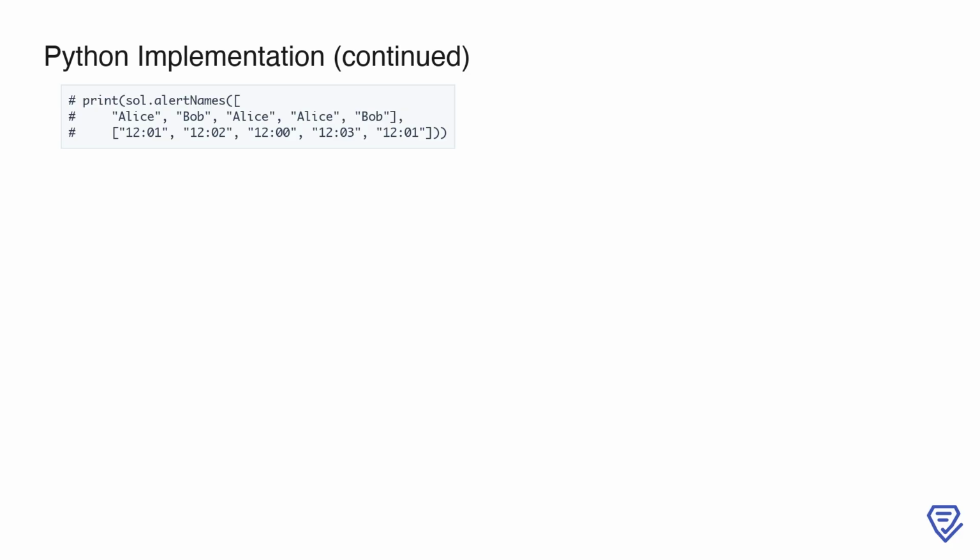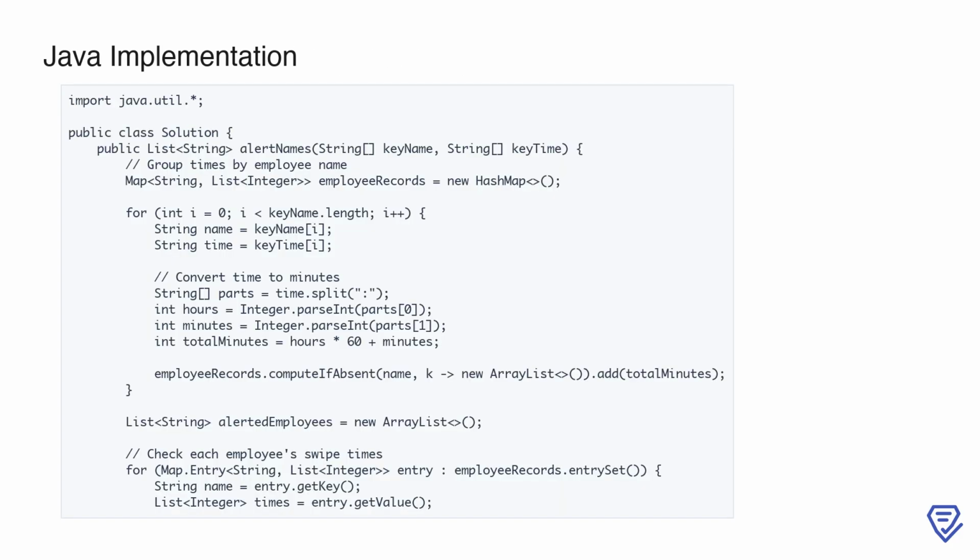Here, we start by importing the necessary packages and defining our Solution class. The method alertNames takes 2 arrays as input, keyName, which contains the names of the employees, and keyTime, which holds the corresponding swipe times. Our first step is to group the swipe times by employee name. To do this, we use a hash map where the key is the employee's name, and the value is a list of times converted into minutes.